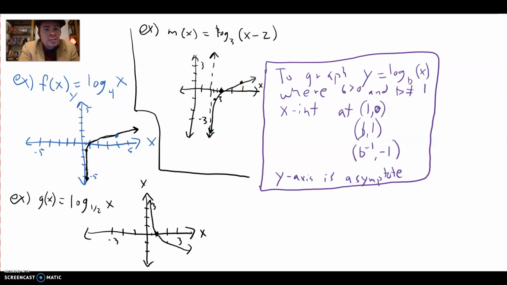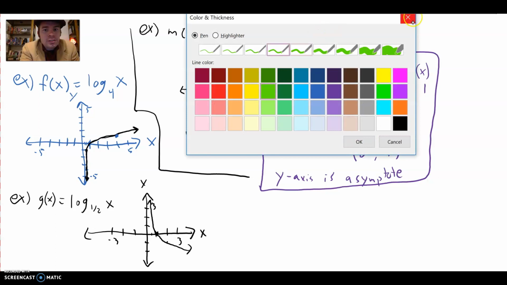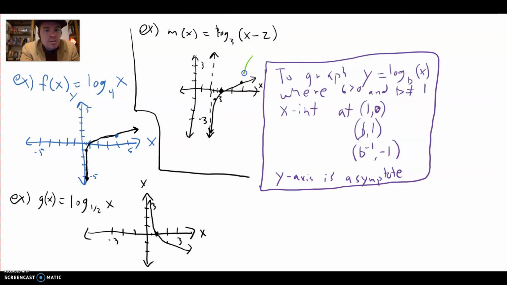And that's the graph. So if you can shift around these points, or at least our versions of these points, then you can just move things around so that, again, this is our version of (b, 1), which in this case is (3, 1). Here's our version of (1, 0). And down here we had our version of (b inverse, -1), which is (1/3, -1). And that's it. If you can shift things around, then you can graph any logarithm.